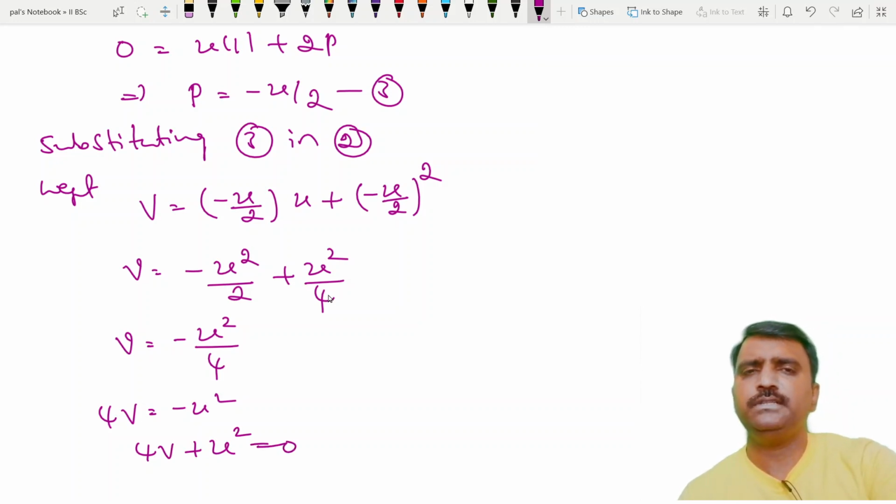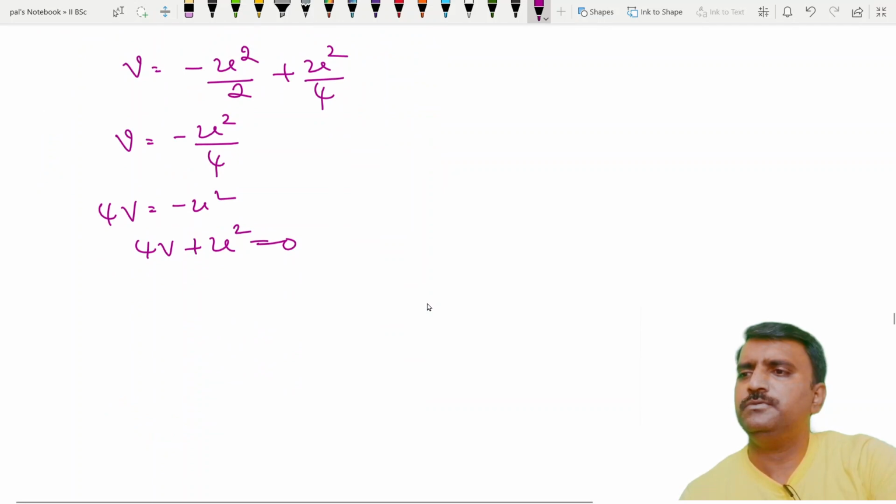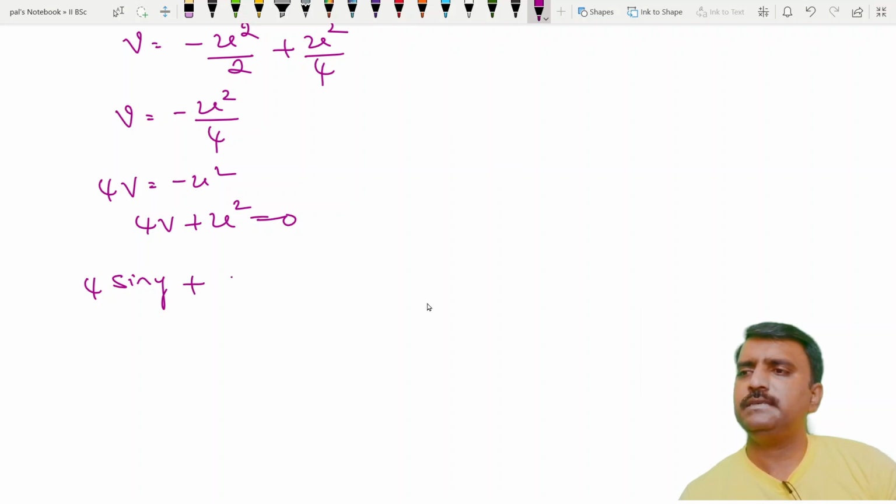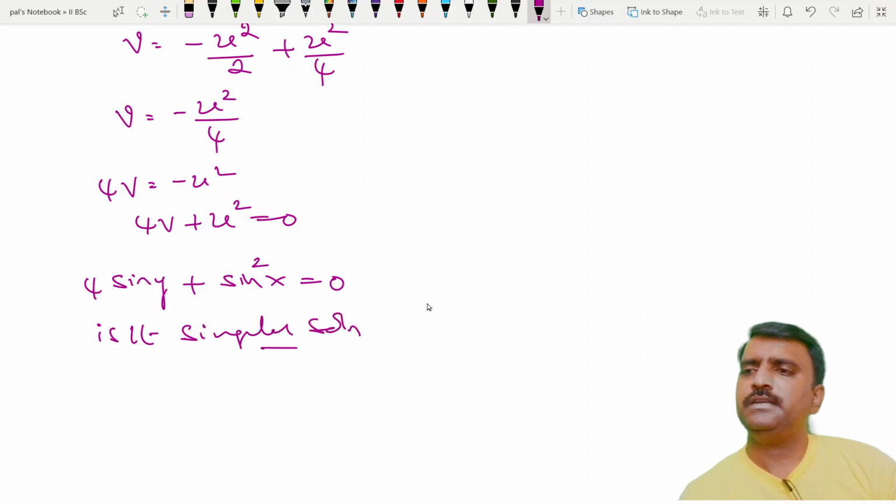So substituting the value of v and u in terms of x and y, 4 into v means 4 sin y, plus sin x whole square, or you can write it as sin square x, is equal to 0. This is the singular solution of the given equation.